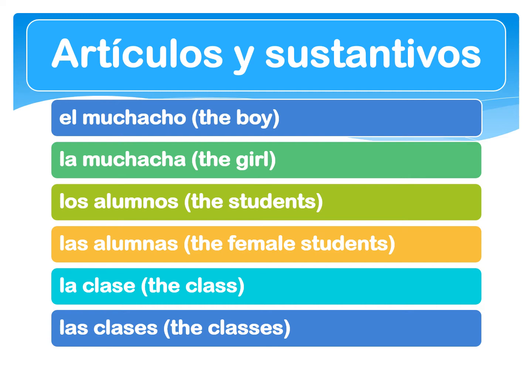So the trick is if a word ends in O, it's typically masculine. There can be some exceptions. And if a word ends in A, it is feminine. And they can become plural by adding an S. And let's take a look here. El muchacho, the boy. La muchacha, the girl. And then to make the words plural, we just add an S. Los alumnos, the students, and las alumnas, the female students.